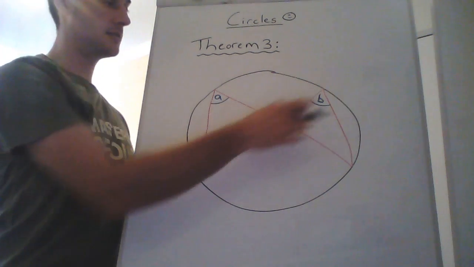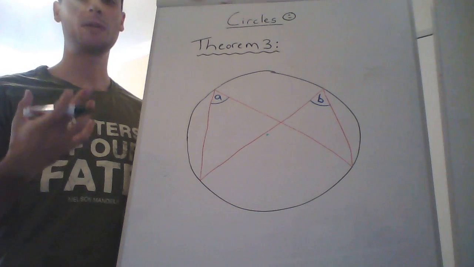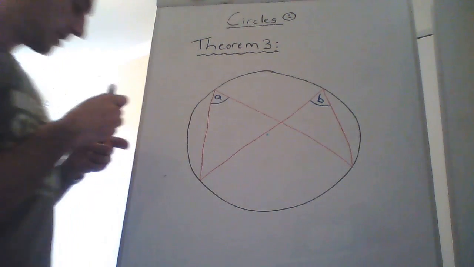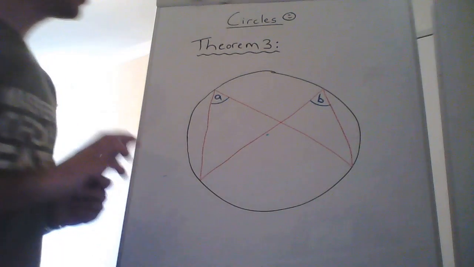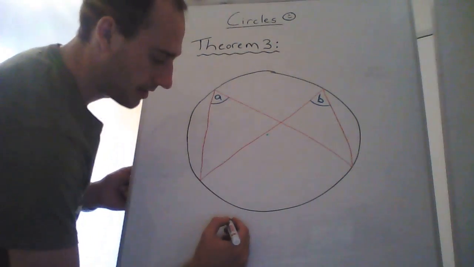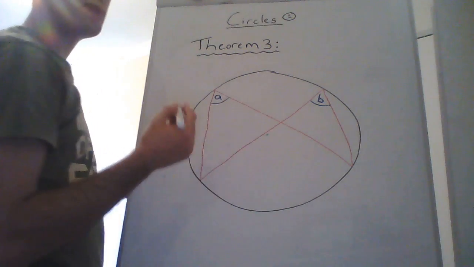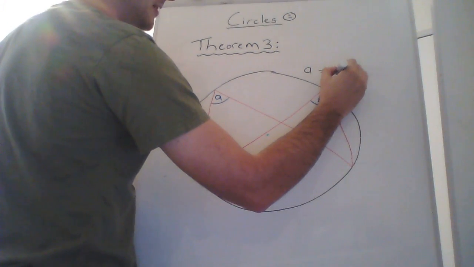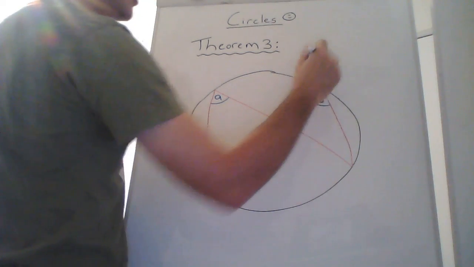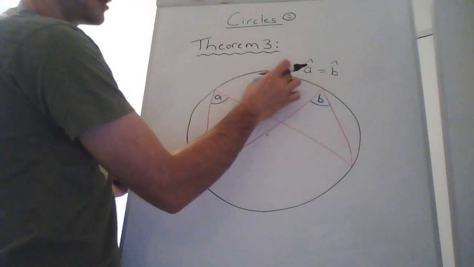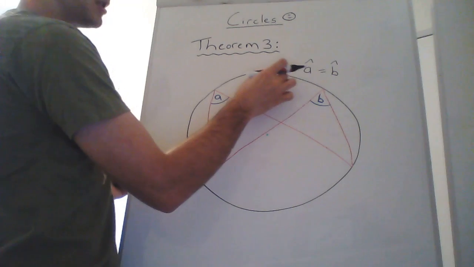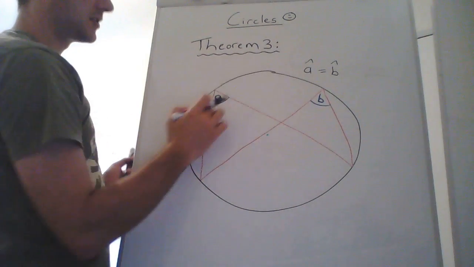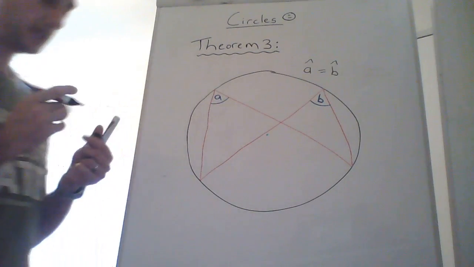But basically what Theorem 3 states is that if I have two angles, A and B, in the same segment, then I automatically know that angle A equals angle B. And that is regardless of how I move this angle along. As long as they're on the circumference of the circle, angle A and angle B will be equal.